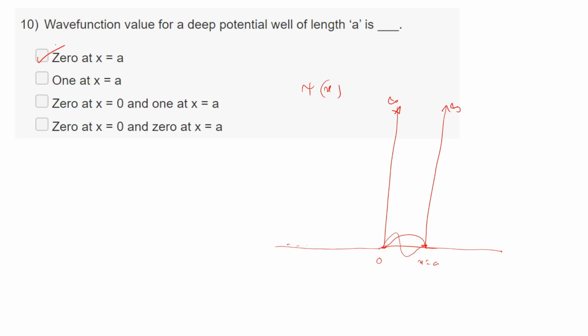It is 1 at x equal to a. This is totally wrong. It is 0 at x equal to 0 and 1 at x equal to a. So this is also wrong. 0 at x equal to 0 and 0 at x equal to a. So this is correct. This is the correct boundary condition. So this is all about it.